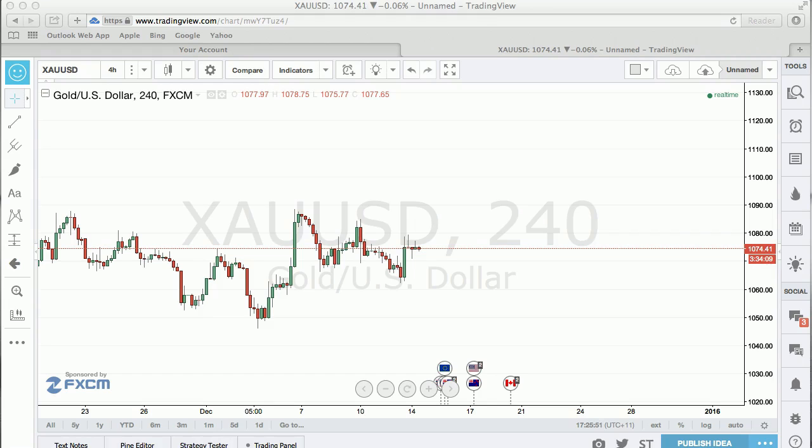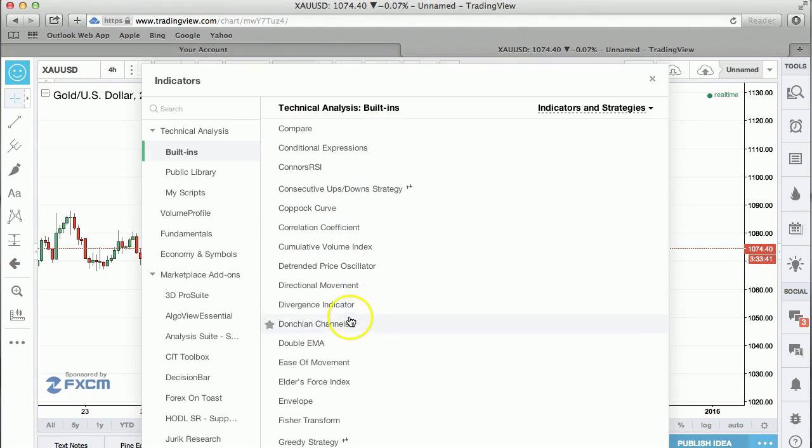In this video, I'm going to be covering Donchian channels, which is also one of my favorite indicators to use. It's actually a moving average indicator, and it was developed by Richard Donchian. Basically, what it does is it plots the highest high and the lowest low over X number of periods. So in this video, I'm going to go ahead and add this as an indicator, Donchian channels.